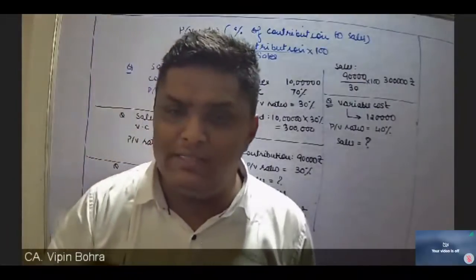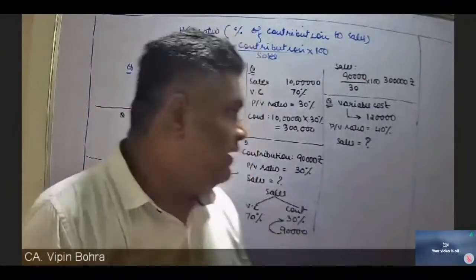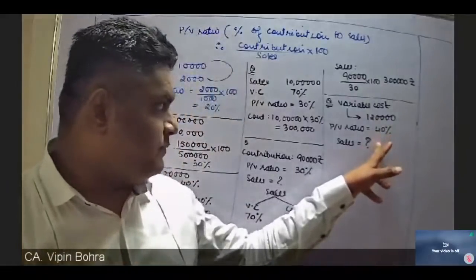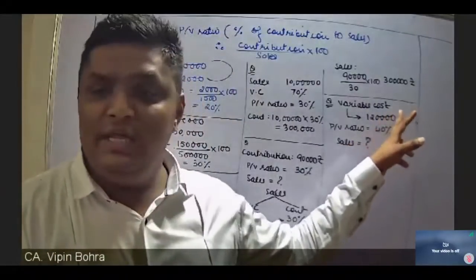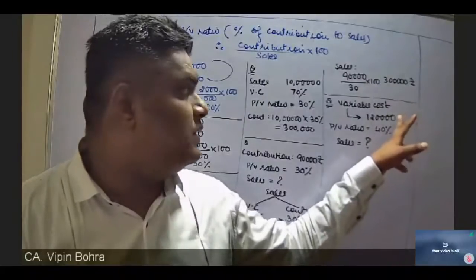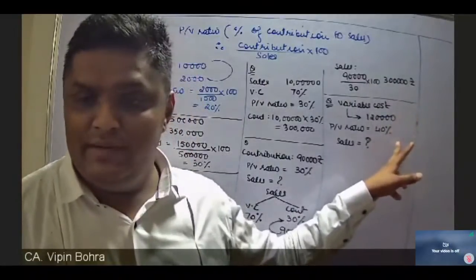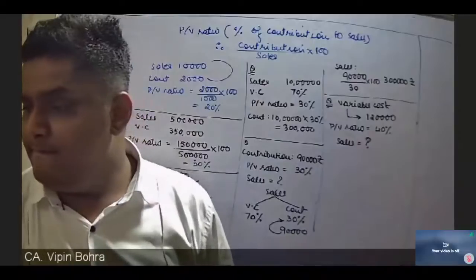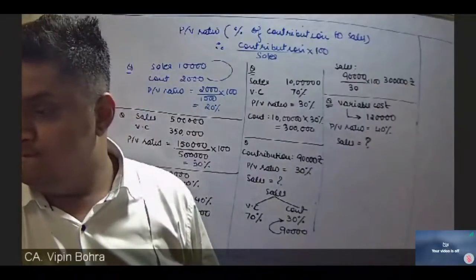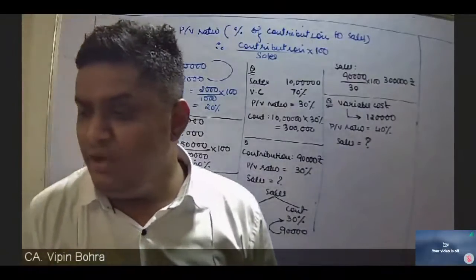Please check your answer. The answer is not 80,000. I repeat again. Here in the question, variable cost is given, that is 1,20,000, and PV ratio is given. Poon Kala, please check your answer.